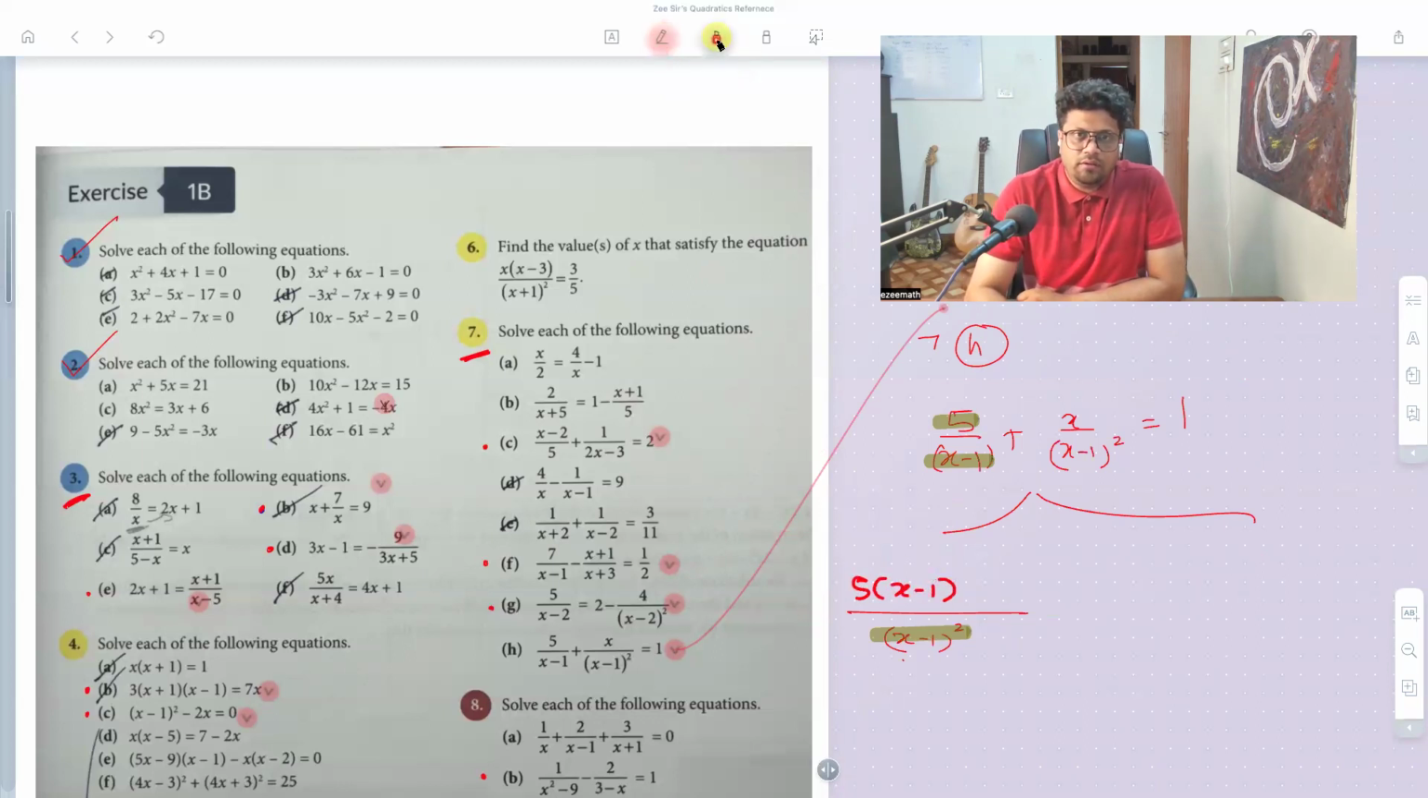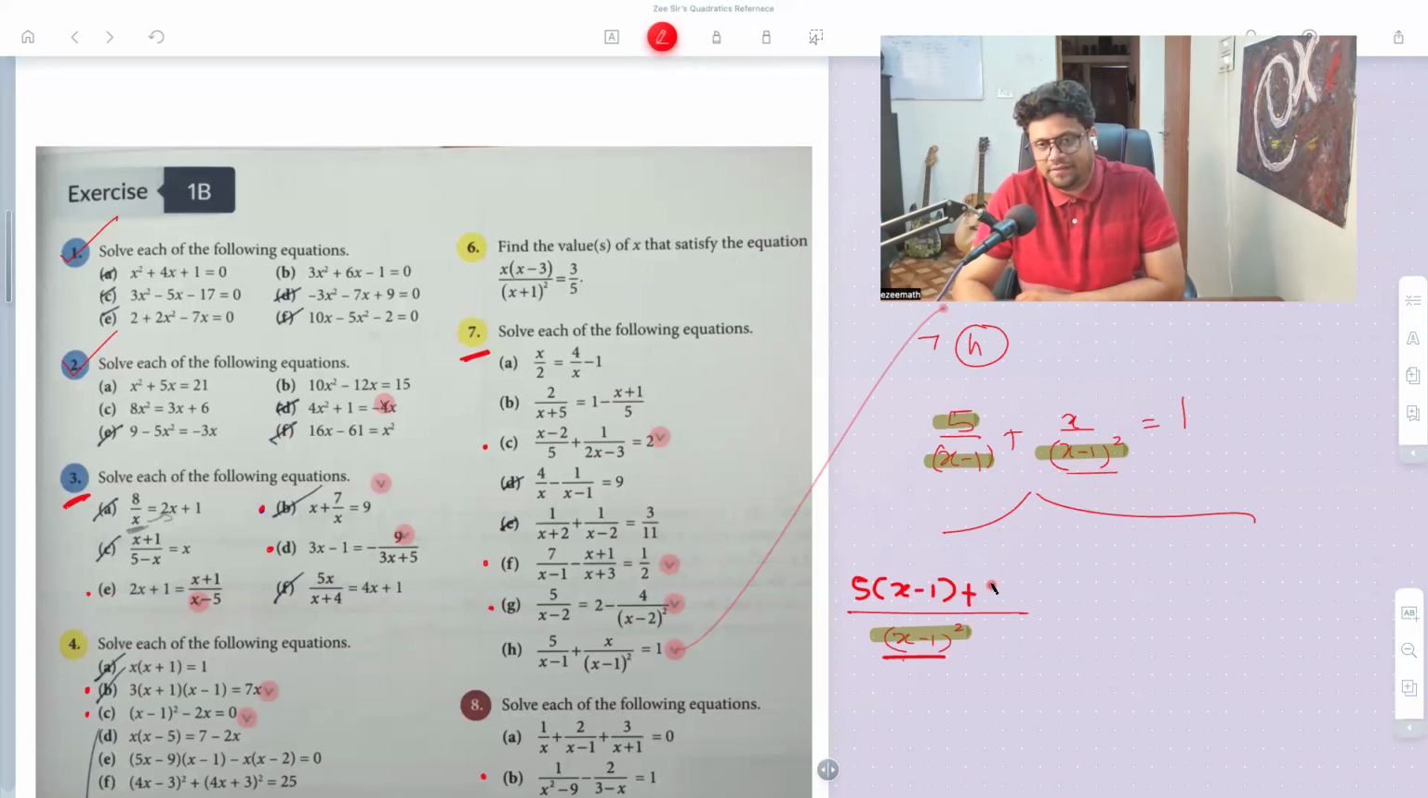Or remember, for x − 1 and (x − 1)², the LCM will always be (x − 1)². There's one linear term, and there's the linear term squared, so the LCM will always be the linear term squared. And of course, you're going to end up with 5 times (x − 1) plus this whole thing divided by that gives you 1, literally the same thing. And then the 1 multiplies with the x, you get an x. So 5x − 5 + x divided by (x − 1)² is 1.